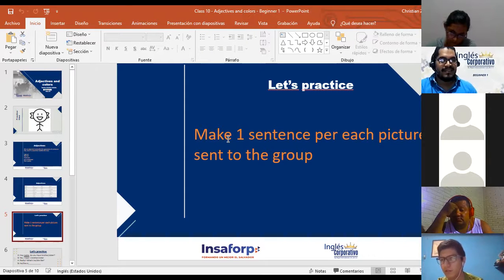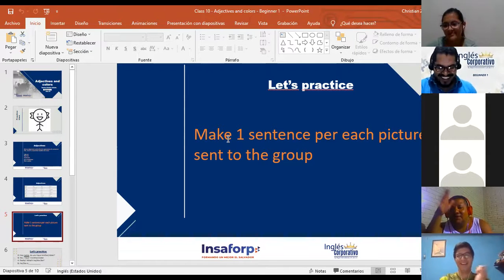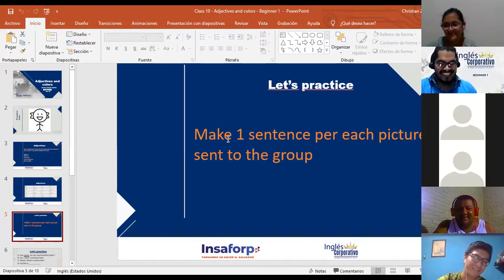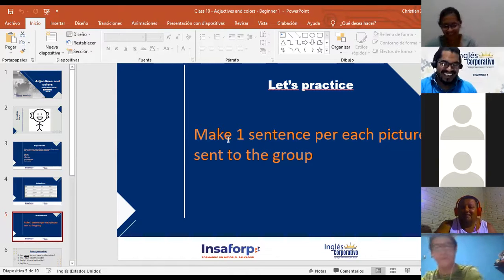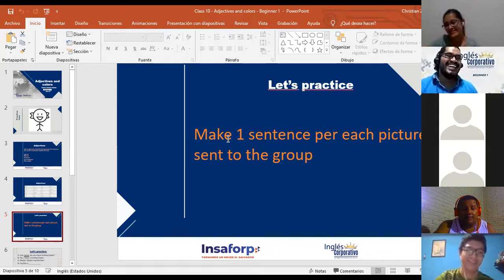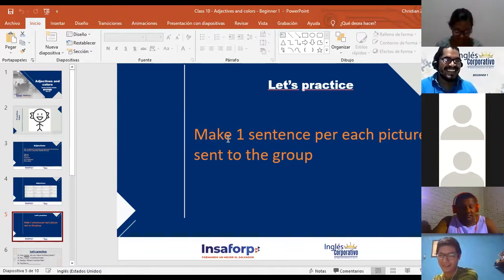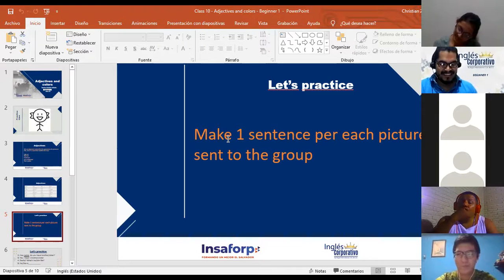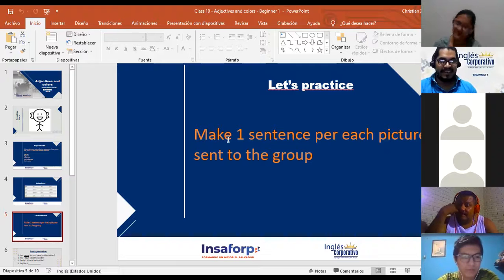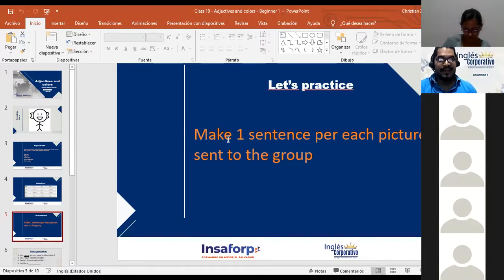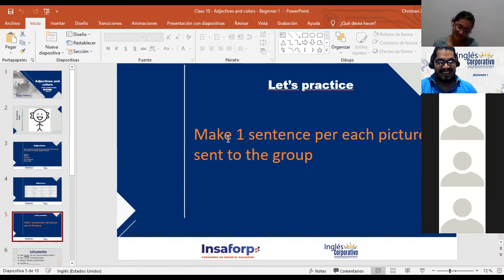What else? Cheetah. That's not cheetah. I think it's a jaguar. It could be cheetah. It could be leopard. Yeah. Let's say it's a cat. All right. The big cat, leopard, jaguar, tiger is, what else? Is fast, what else? The tiger is angry. Okay. The tiger is running. Good, excellent. That's not an adjective, but it's correct. Very good. Let me send you another one. What about this one?